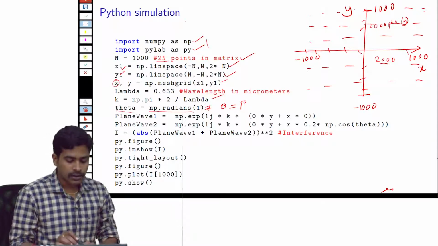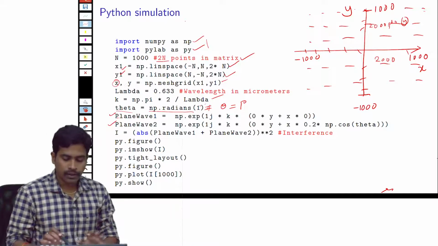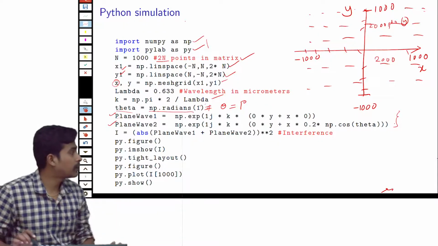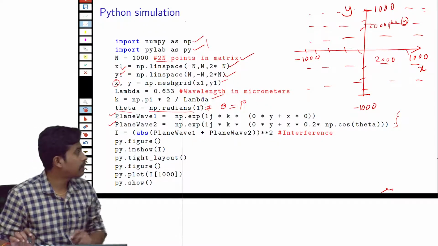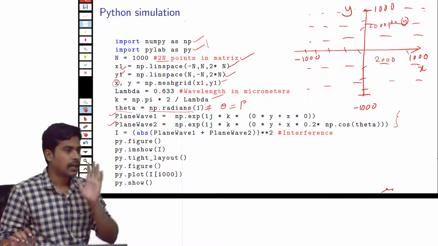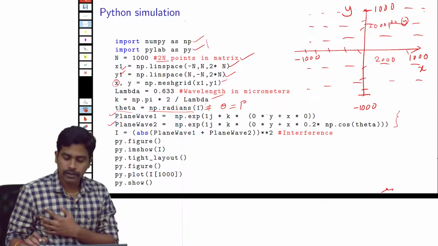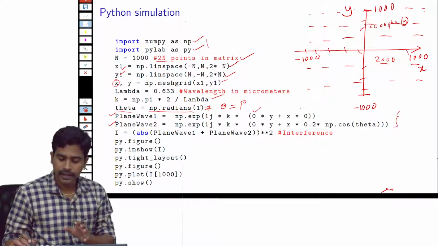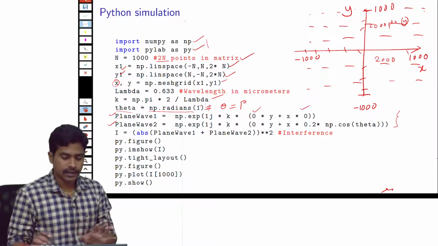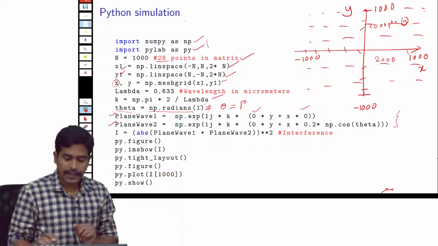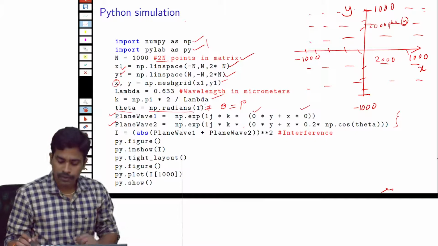Okay. So, plane wave 1 and plane wave 2 are calculated here. As I have said before, the first plane wave is going to have a constant phase on the screen. So here, 1j into k into, we are not giving any value, it is just a constant phase value. For the second plane wave, I am sorry, there is a mistake here.